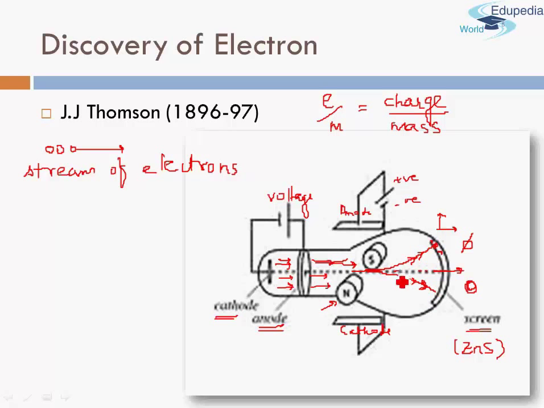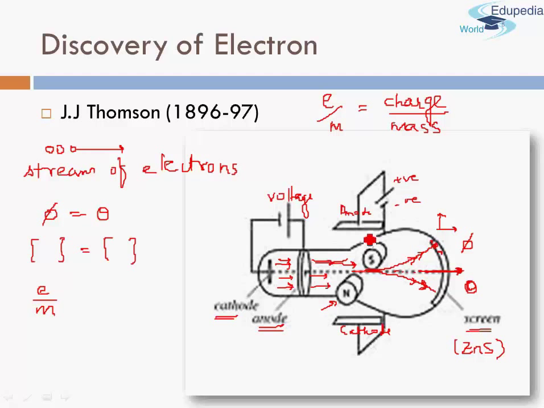So what is going to happen? The electron is going to strike over here, at the center, because both deflections counteract each other. So at this point he could say that the deflection due to the electric field is equal to the deflection due to the magnetic field. Now by using the formulas for this deflection, equating them, using the formula which you don't have to study here, he was able to calculate the charge to mass ratio.